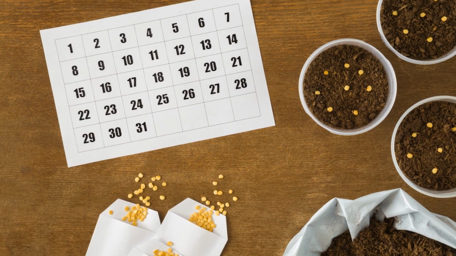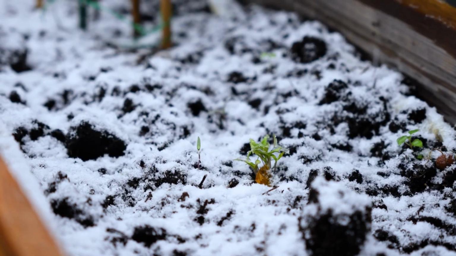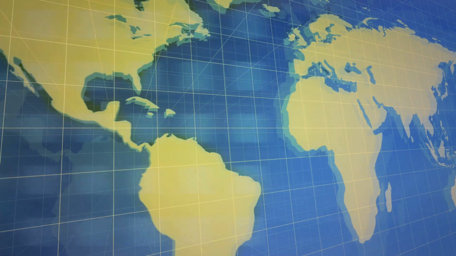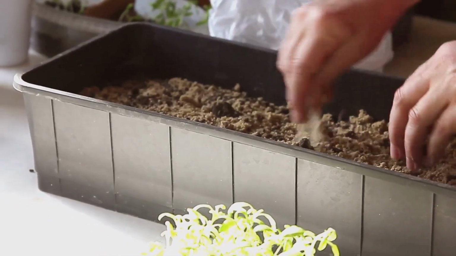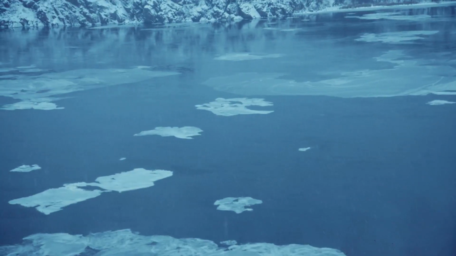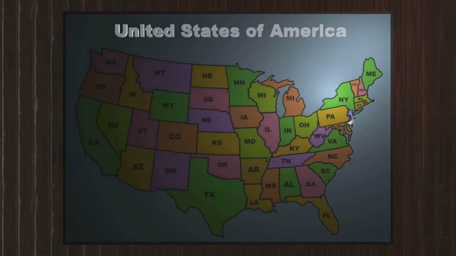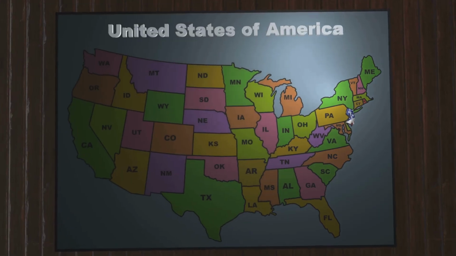Understanding your garden's clock, zones, and frost dates. Let us begin with the garden zone. A garden zone is a guide that tells you how cold your winters get. In the United States, these are USDA plant hardiness zones.